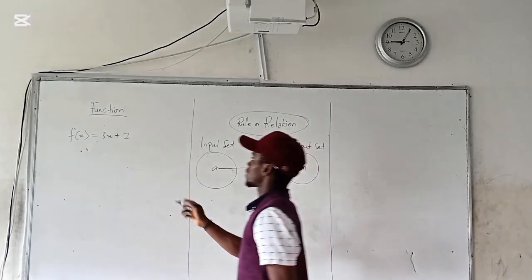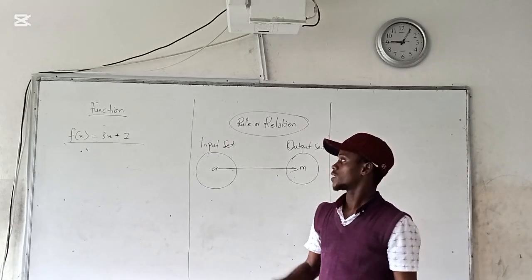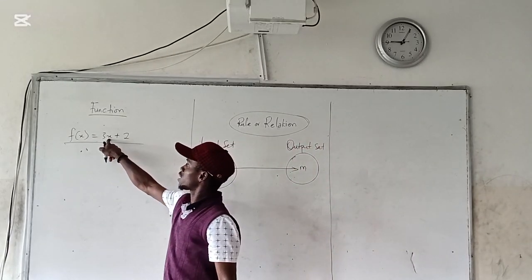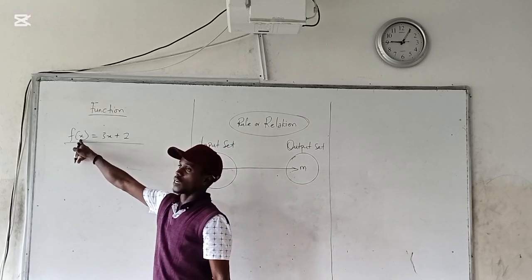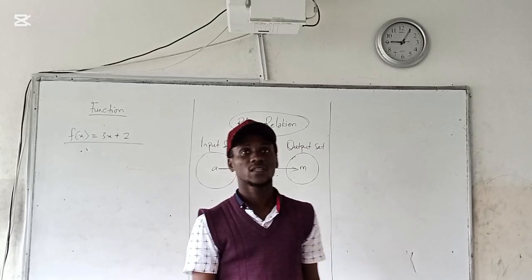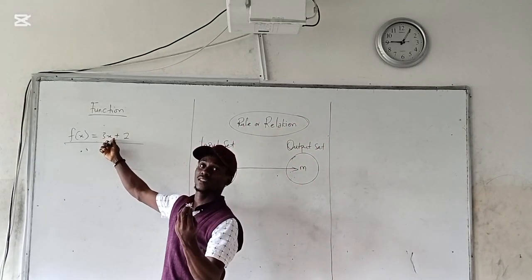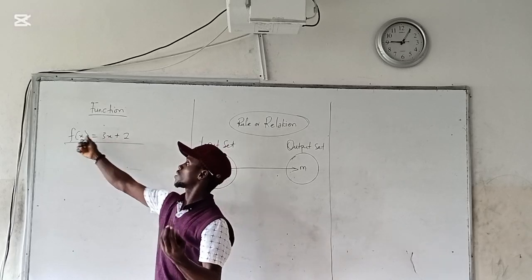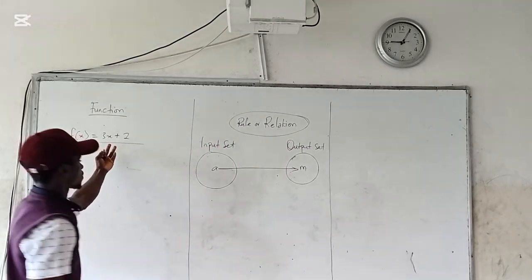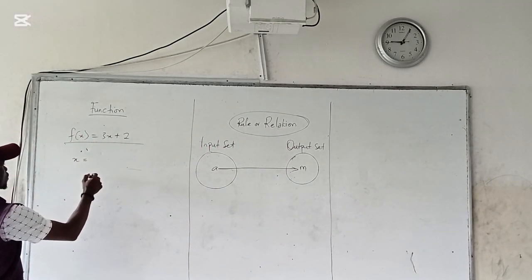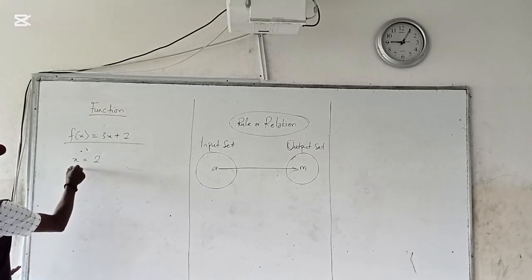For example, take a look at this function we have. This function will take an input element x. When it takes an input element x, it will give us an output f of x. X is the input element. It will take any value of x as the input value, then give us an output of what? F of x. So if, for example, my x is equal to 2, what will be my output? My output will be f of 2.